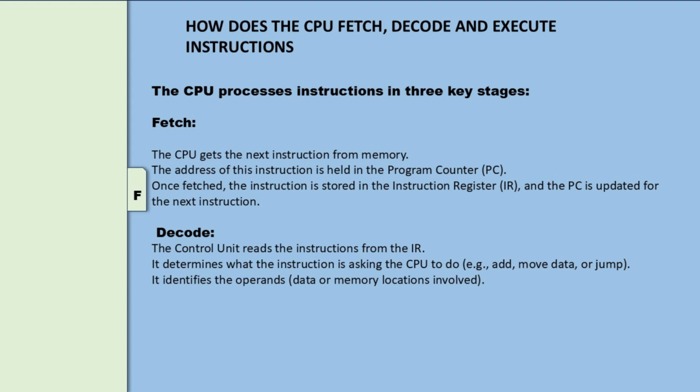2. Decode. The control unit reads the instructions from the IR. It indicates what the instruction is asking the CPU to do. Example: add, move data, or jump. It identifies the operands, data or memory locations involved.